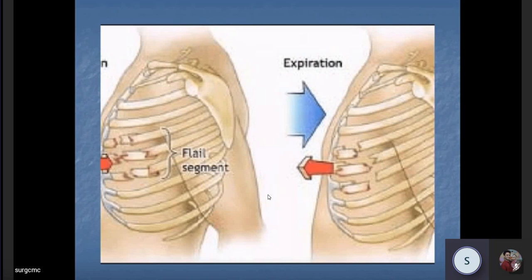At least 2 fractures are there, which has made the broken segment independent of the movement of the lung. Okay?